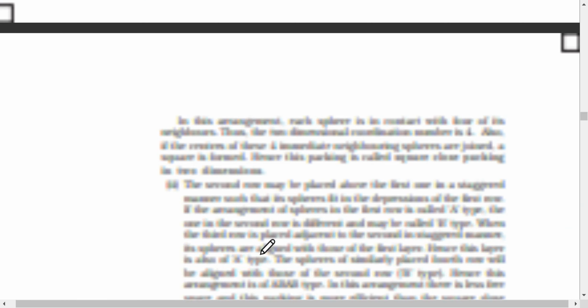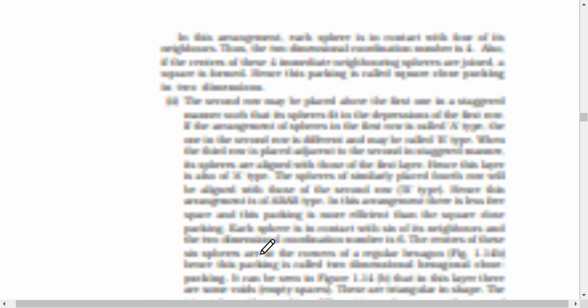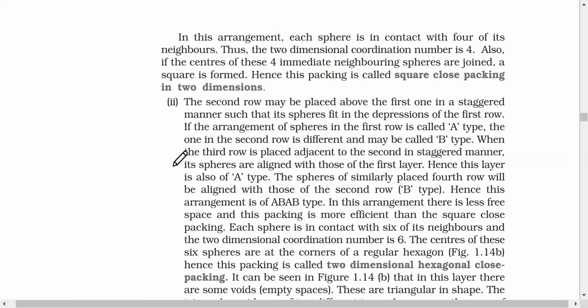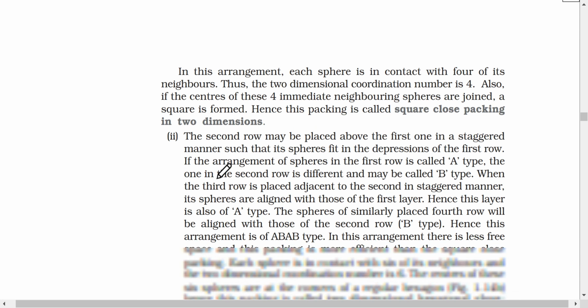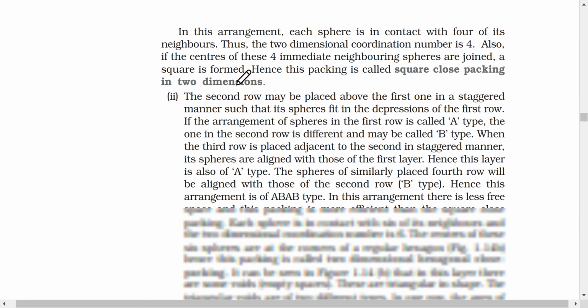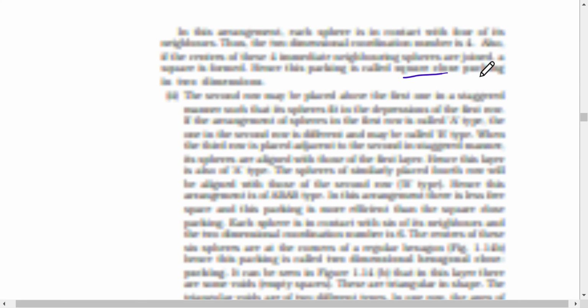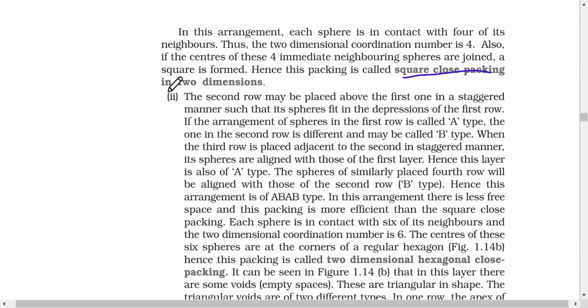दूसरा वाला देखें. In this arrangement, each sphere is in contact with four of its neighbors. Thus, the two-dimensional coordination number is 4. अगर हम लेंगे पहले वाले में तो 4 coordination number आएगा. You can see nearest neighbors 4 है. ठीक. अब also, if the centers of these four immediate neighboring spheres are joined, a square is formed. Hence, this packing is called the square closed packing in two dimensions.